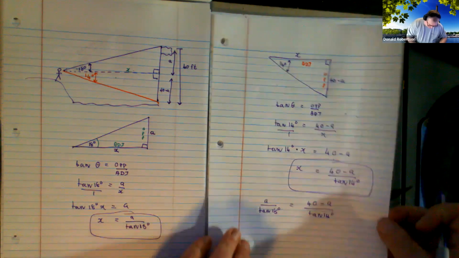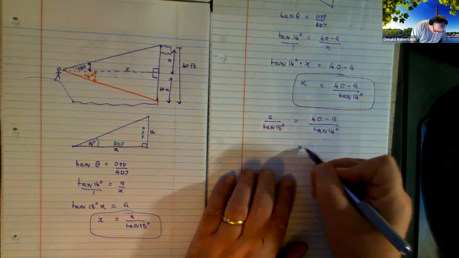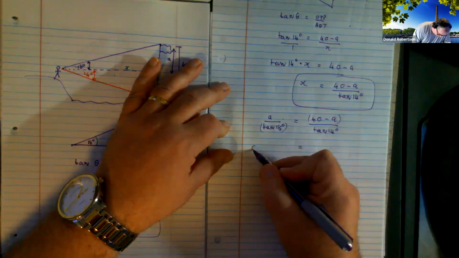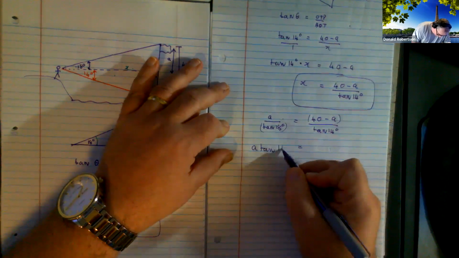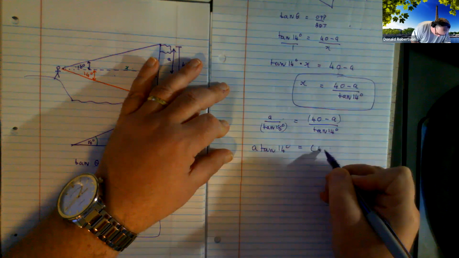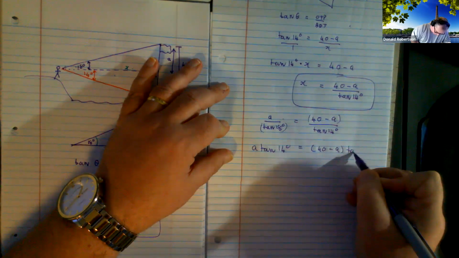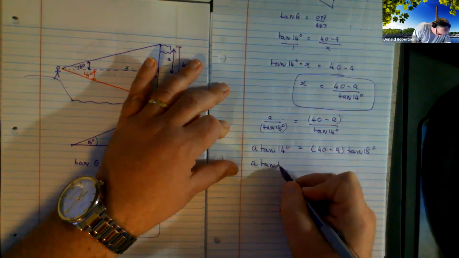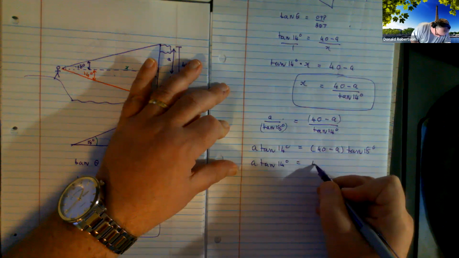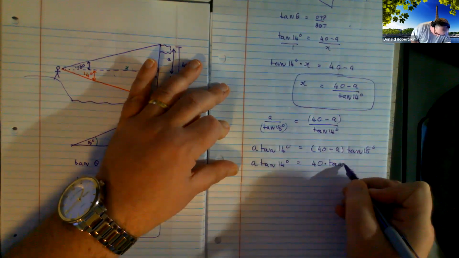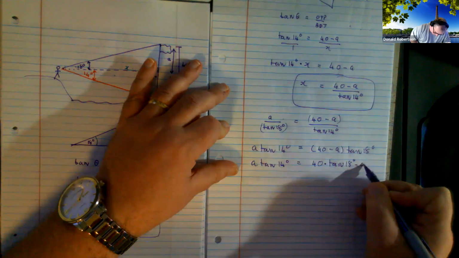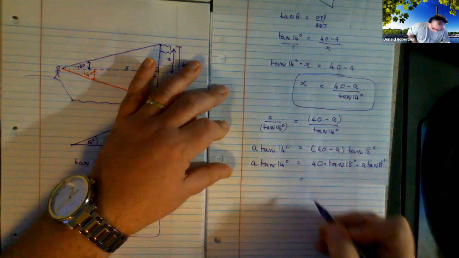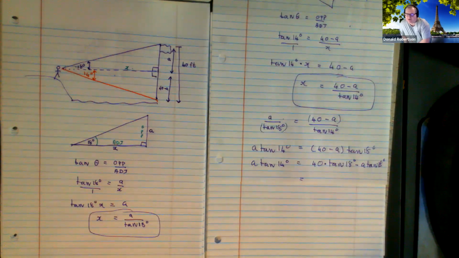Now, if you want to solve for a, would you agree that you're probably going to have to do some cross multiplying stuff, right? So if I go this way, I have a times the tan of 14 degrees. And if I go the other way, I have 40 take away a times the tan of 18 degrees. And so a times the tan of 14 degrees is 40 times the tan of 18 degrees, take away a times the tan of 18 degrees. What's my next line going to look like?